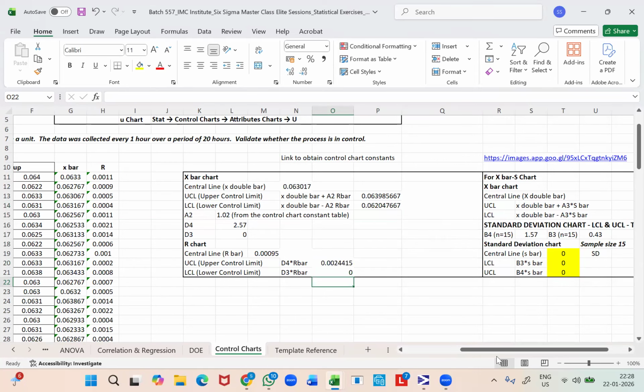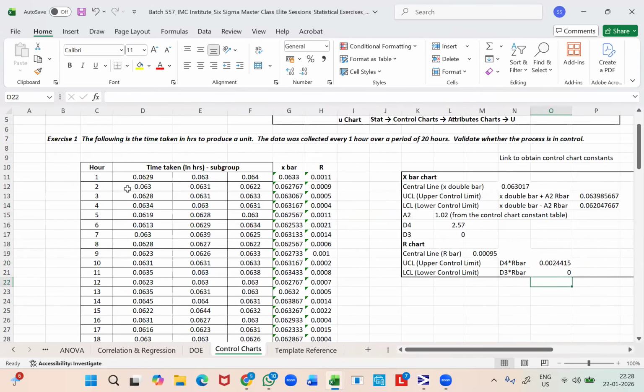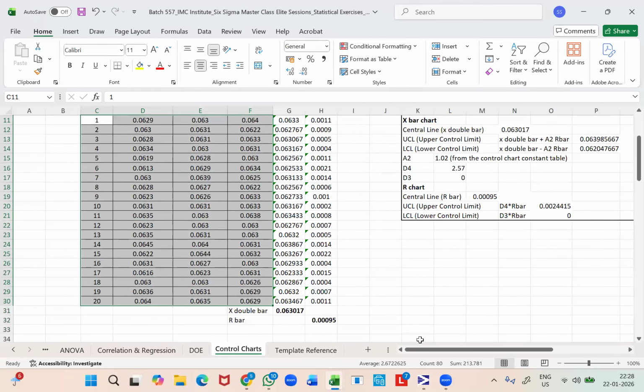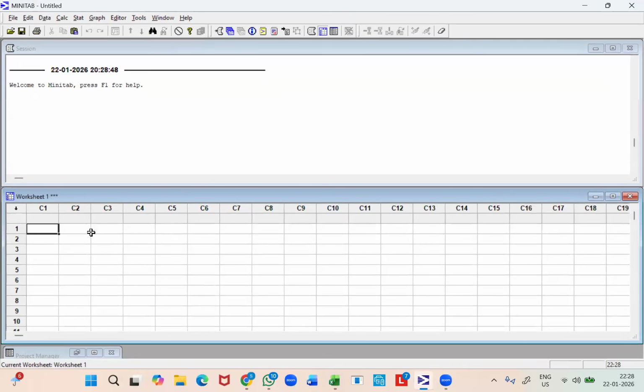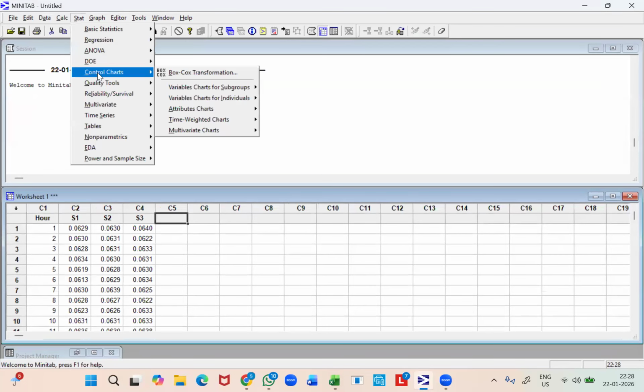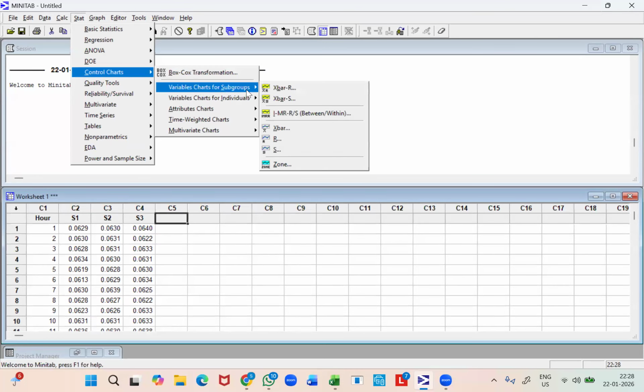So let us construct the control chart using Minitab. For that, I will copy paste the entire table into the Minitab worksheet. The first column is the hour reference, and then the next columns are subgroup sample 1, subgroup sample 2, and subgroup sample 3. So we need to go to Stat, and we have Control Charts, and these are the variable charts for subgroup.